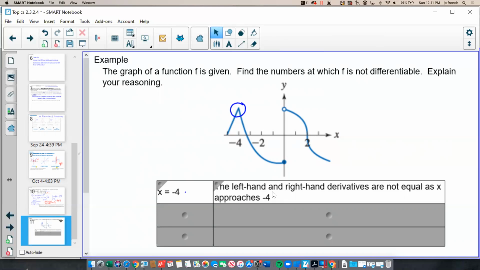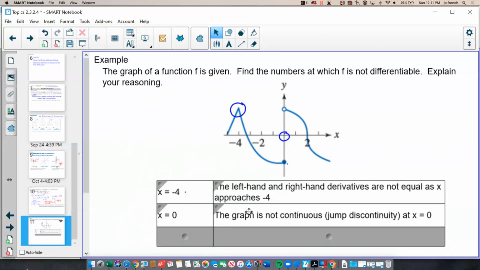Our next situation where something interesting is happening is here at x equals 0. We can see that the graph jumps from a negative number to a positive number, and that means we have a discontinuity. So at x equals 0, we don't have a derivative because the graph is not continuous at x equals 0.